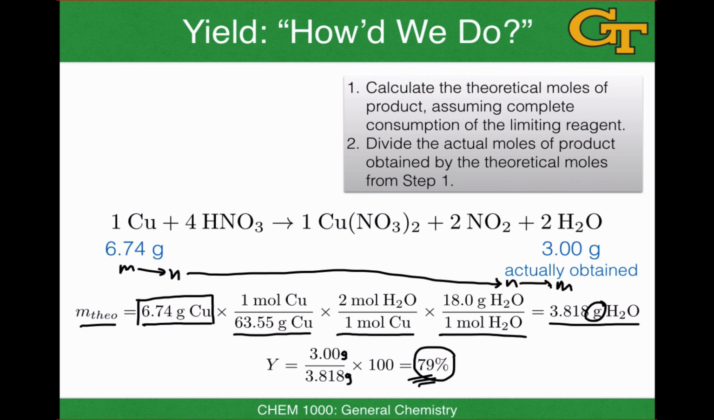and I would encourage you to test that for this example. See if you can determine the theoretical number of moles of water that you ought to obtain, and then convert the 3 grams to moles of water. Take the ratio of the actual moles to the theoretical moles and see if you still get 79%.